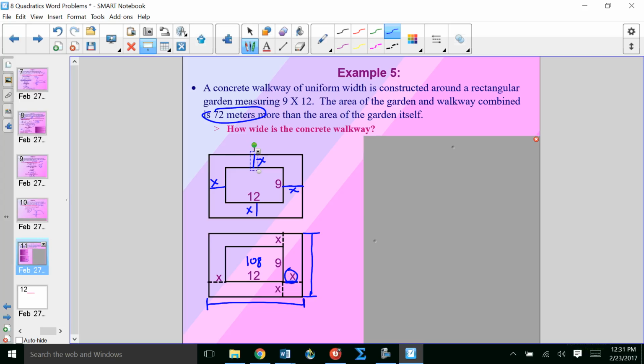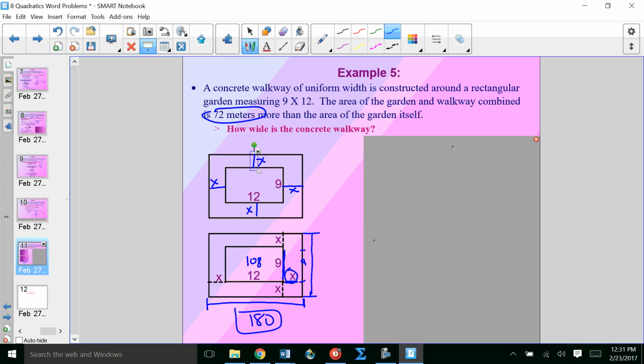So if we've got our area of the garden at 108 and we add 72 to it, that means the area of this big rectangle is 180. So let's set up expressions for the length and width of the big rectangle. The width, it could be written as we've got 9 feet here, or 9 meters in this case. And then to get this big width, so this portion from here to here is 9.